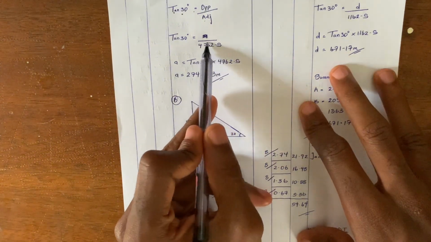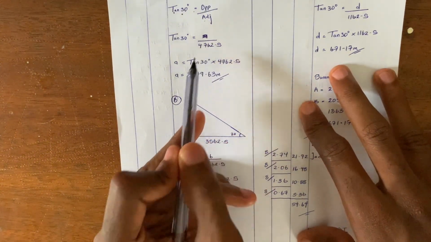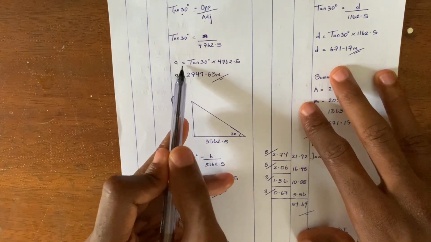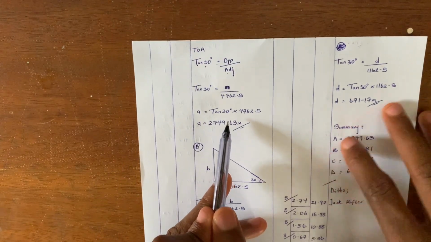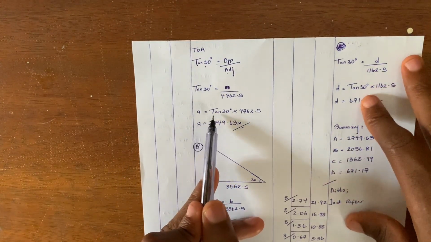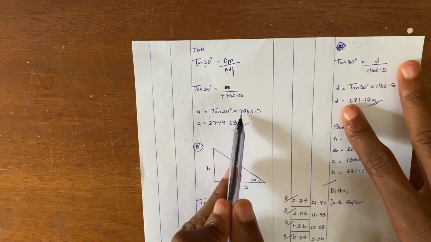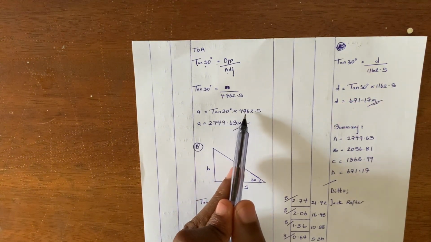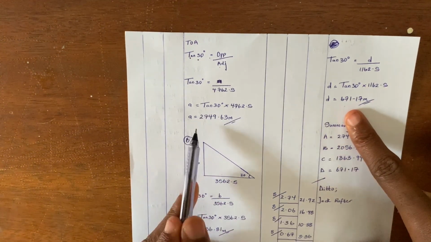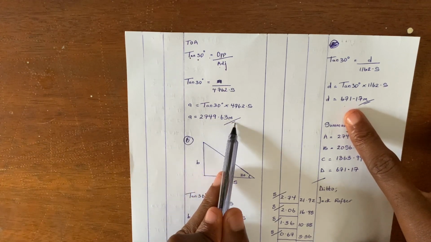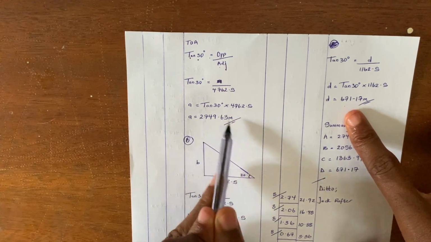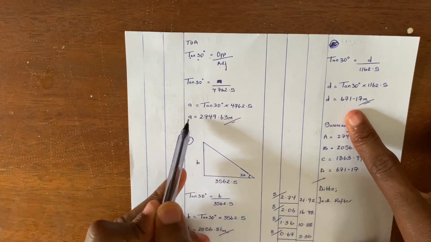So since we know how we got our adjacent, we will now cross multiply. So to find A will now be equal to tan 30 times 4,762.5, which will give us 2,749.63 meters. So this is the span of the jack rafter for A.